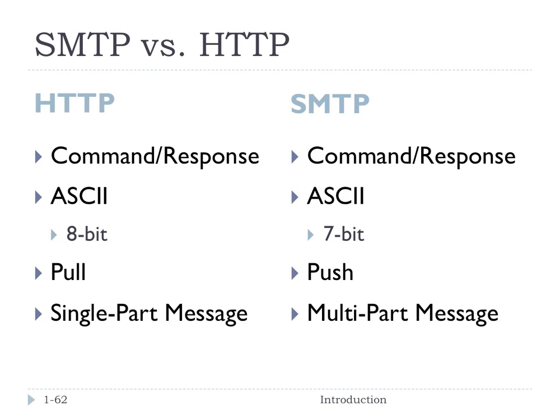Looking at SMTP versus HTTP, notice these similarities. They're both command response style. They both use ASCII, but SMTP uses 7 instead of 8-bit. SMTP is much more of a push, where we're pushing from the client to the server, whereas HTTP is much more of a pull paradigm, where we send a request and then pull it down. HTTP supports single-part messages, but SMTP actually allows multiple objects to be sent in one connection, so that multiple parts happen in one message.